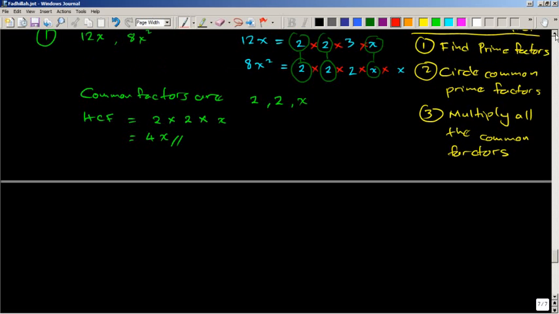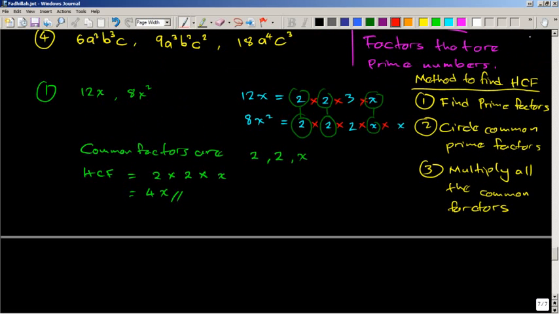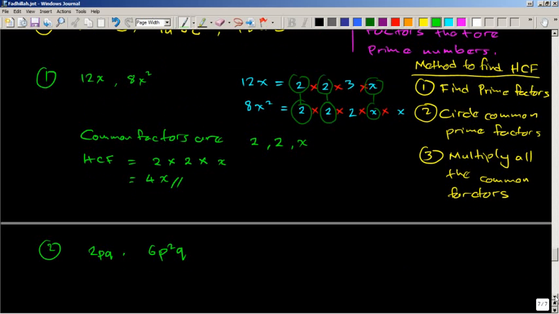Okay, let's try to do that step by step, using the 3-step method. Number 2, apa nombor tadi ya? 2pq and 6p squared q. The prime factors of 2pq is 2 times p times q, kan, times them together. 2 times p times q. Tak boleh nak simplify lagi dah.